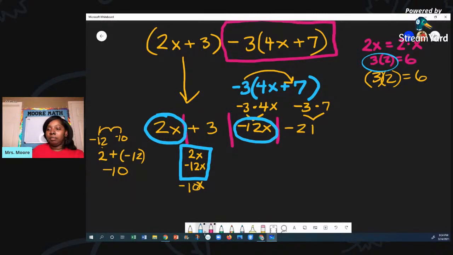Awesome. Now, what do I have left? 3 and -21. They go in a box together. Okay, you said you got a 10 here. You see it? Okay, good.